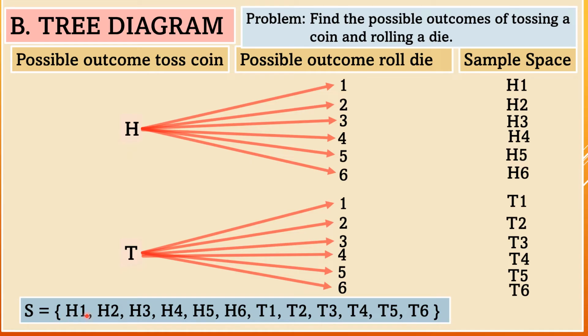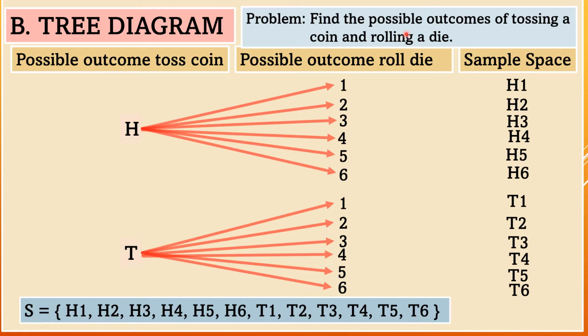Dahil kapag sinabi nating sample space, again, it is the list of all the possible outcomes. Ito ay isang possible outcome, ito ay isang possible outcome, ito ay isang possible outcome, hanggang T6. Si T6 ay isang possible outcome. So kapag ilista natin silang lahat, ang tawag natin sa lahat ng possible outcomes na yan ay sample space.